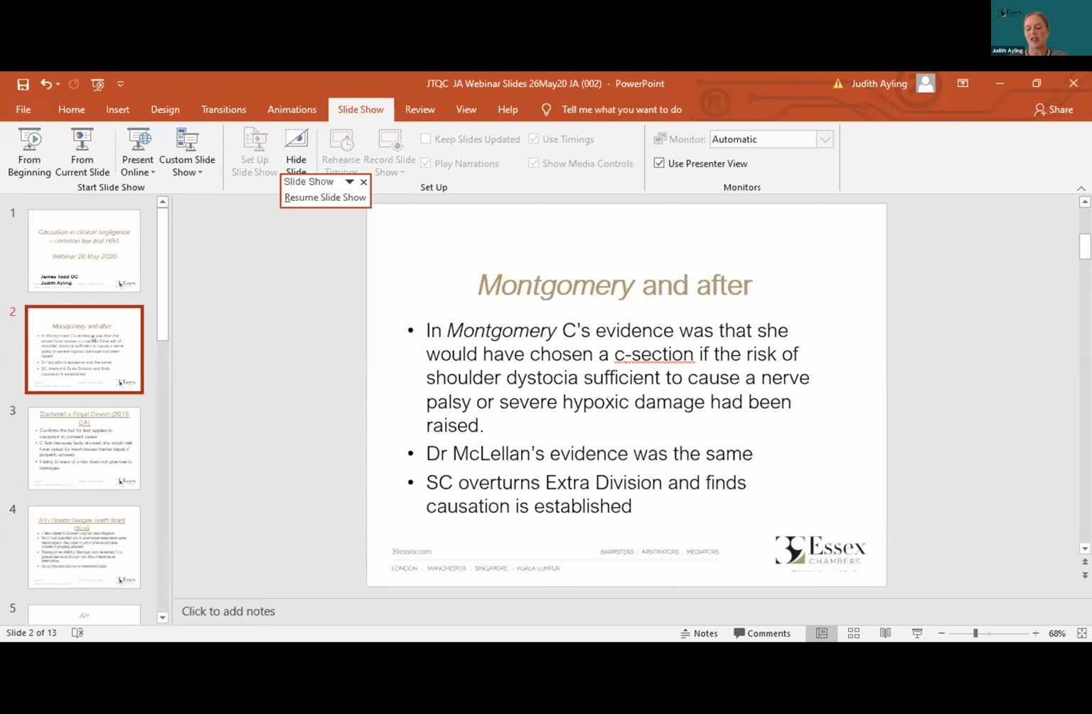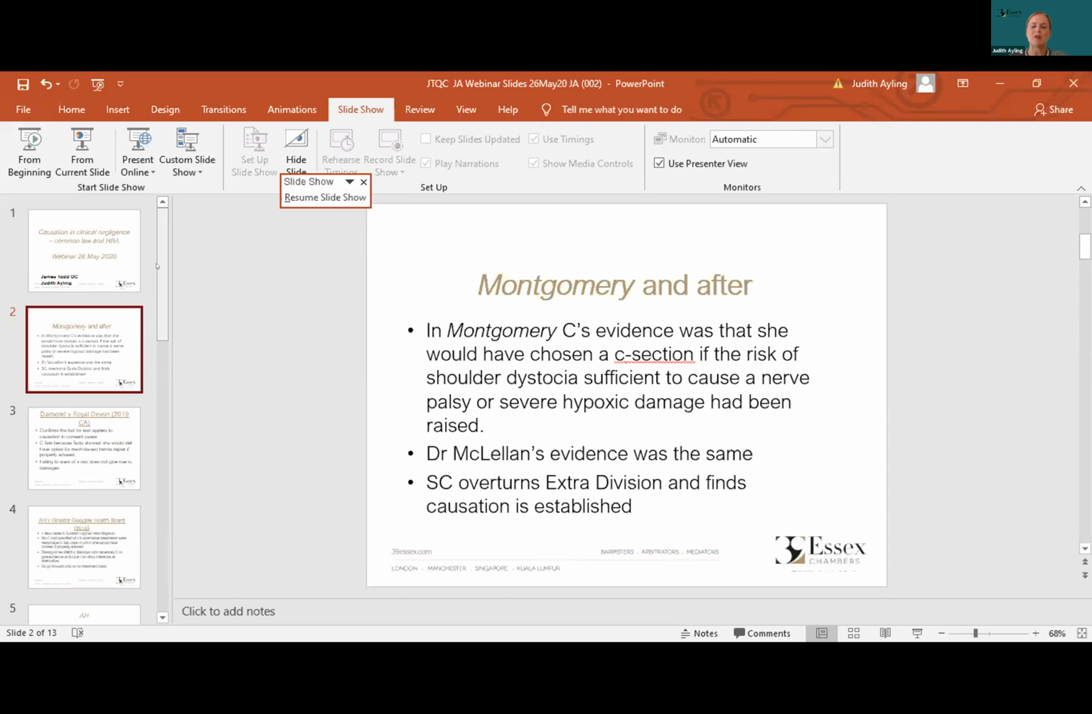Now, one aspect of Montgomery that's often overlooked, I think, is the causation aspect of the Supreme Court judgment. So we all know what it says about consent and the way it changed the Bolam approach to consent to implement a much more claimant-friendly test.